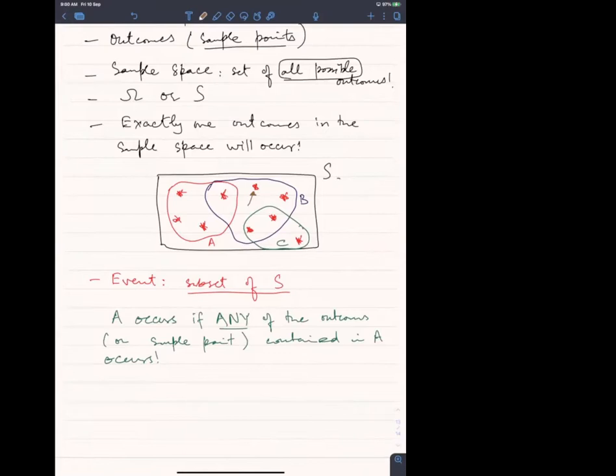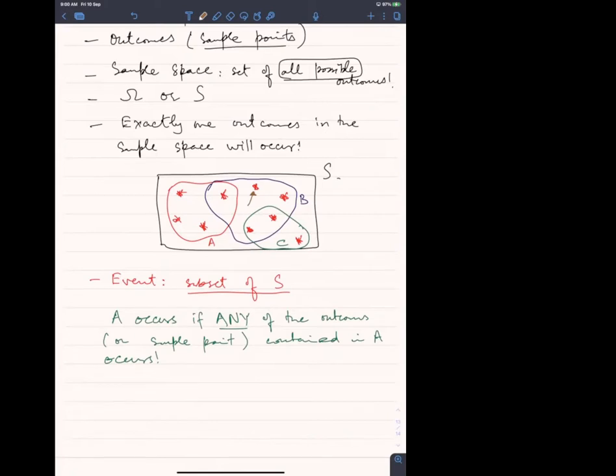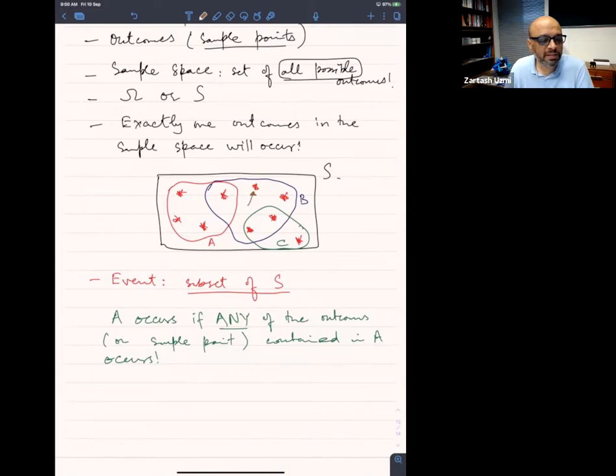A is one event, B is another event, C is yet another event. These are 3 separate events. Does B occur or not? Yes or no? If this brown outcome occurs, does B occur or not? B occurs. Yes. Does C occur or not?